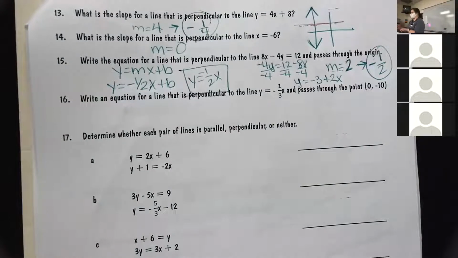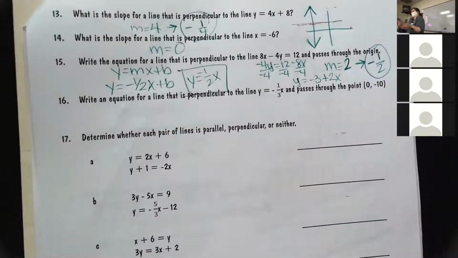Now, if you would have started plugging in the origin 0, 0, would you have ended up finding that b was 0? Yeah, that would have been fine. You could have done it that way too.